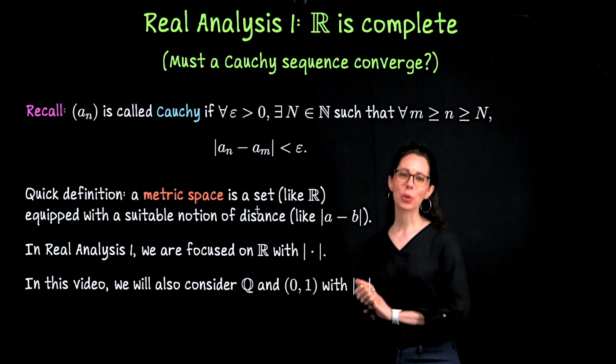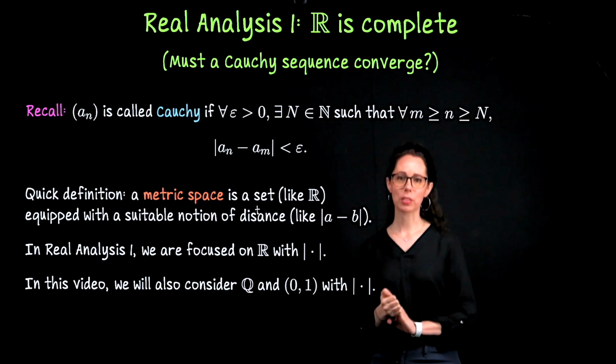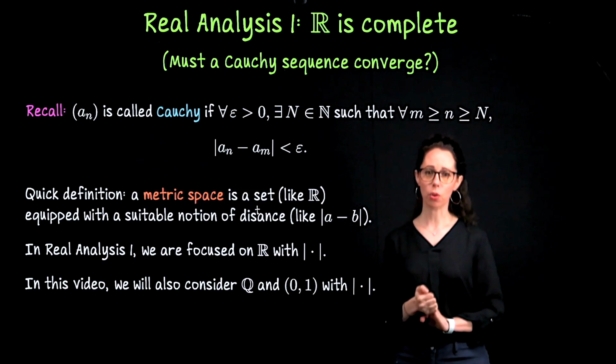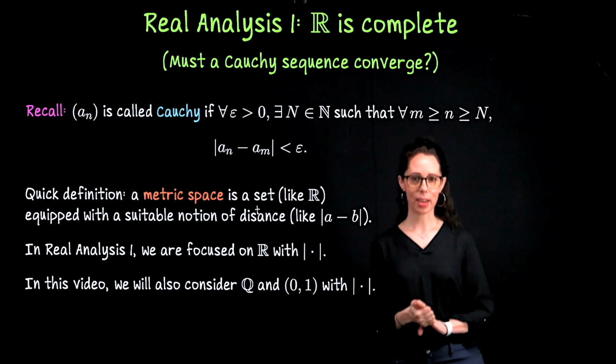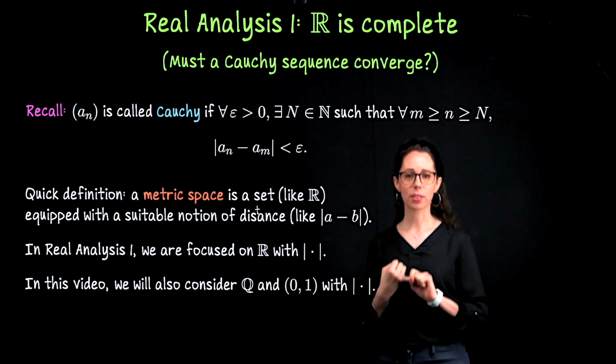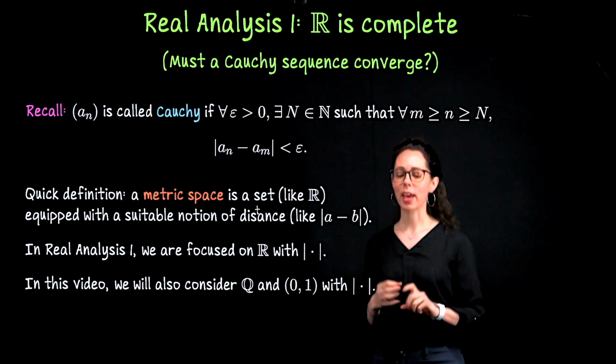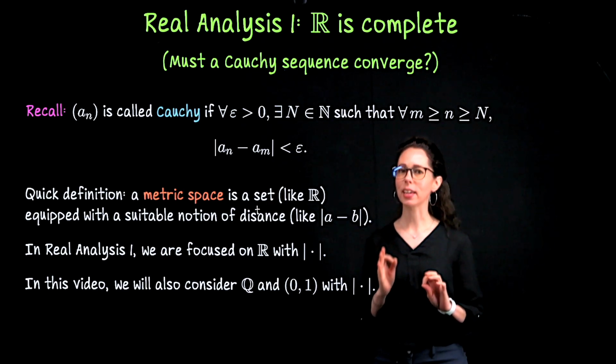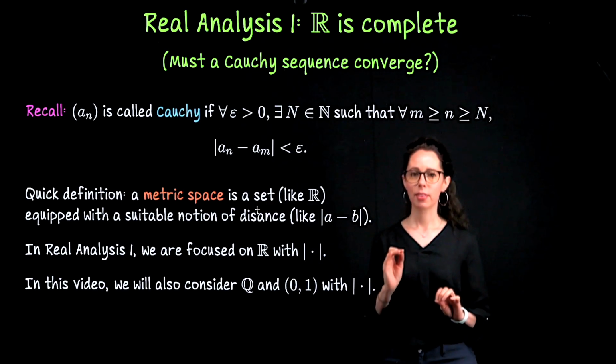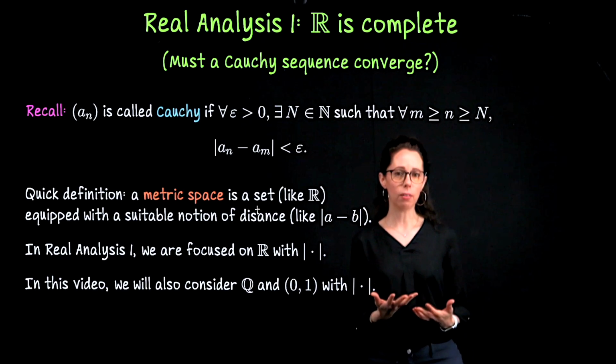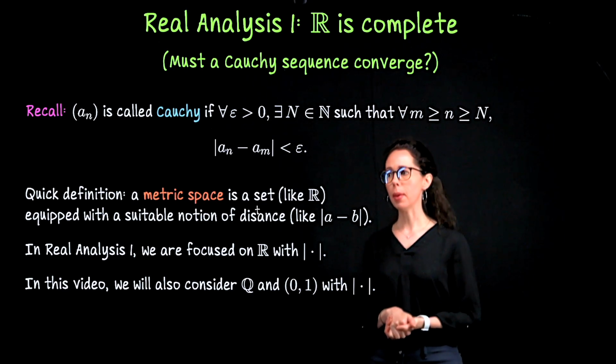Okay, so we worked through a couple examples of Cauchy sequences in the previous video. We also proved two results, both of which we will cite today. We proved that Cauchy sequences are bounded, and we proved that if a Cauchy sequence has a convergent subsequence, then the Cauchy sequence itself is also convergent and to the same limit.